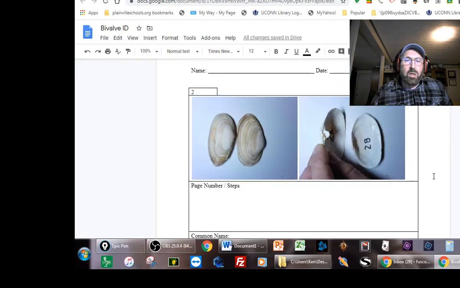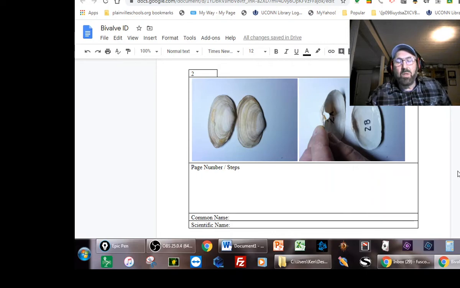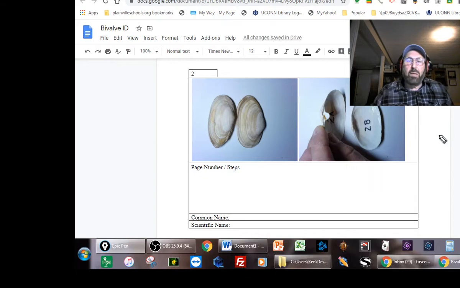Number two is a fairly common shell too. The interesting thing about shell number two is that the two halves are not the same. Most of these, the two halves are pretty much the same. This one is a little different. If you look, it has this little structure here that kind of sticks off of one side. It's a kind of spoon-shaped thing. It's called a chondrophore, and that's one of the things you'll need to be able to key this critter out. Okay, let's move along here.